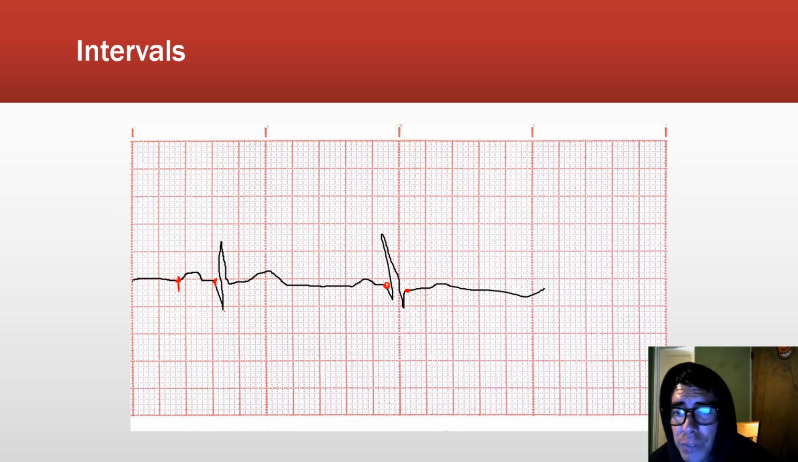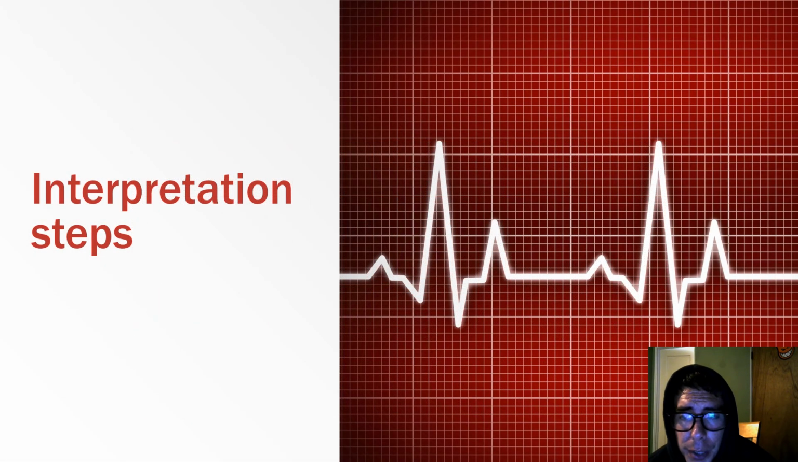So that's pretty much it for intervals. Now we're going to go over the steps of interpretation, and then we're going to interpret some rhythms. Obviously, we don't know the specific rhythms yet, the names, but what we're going to do is determine intervals, calculate heart rates, and check all the different waves to see if they meet those criteria that I mentioned in previous slides.